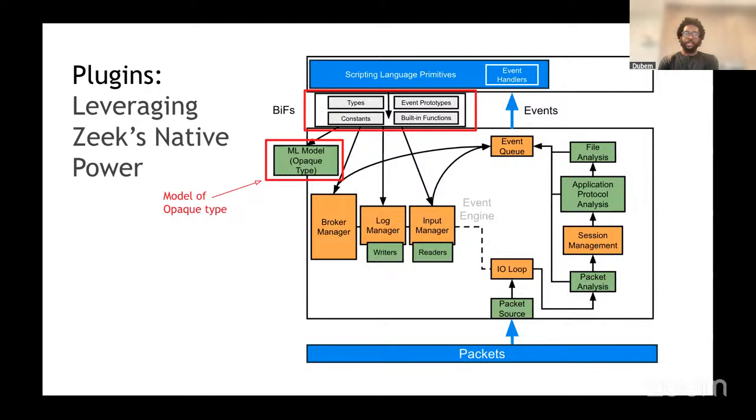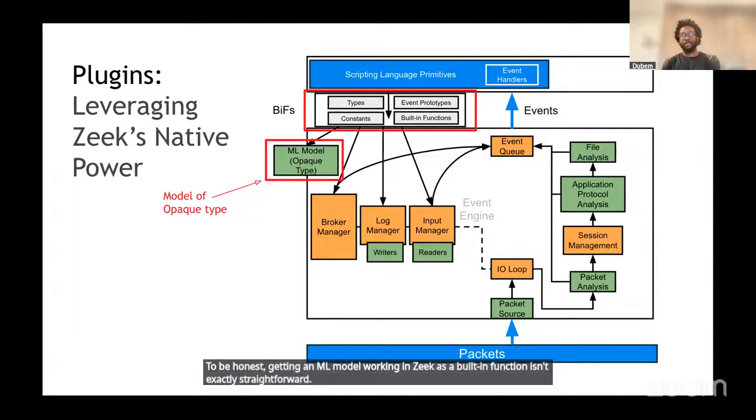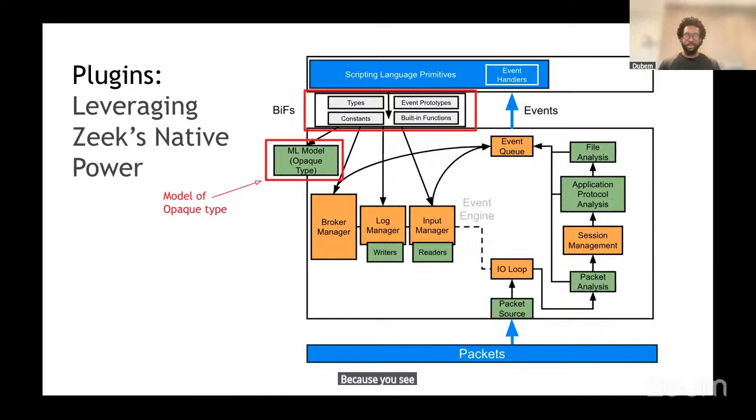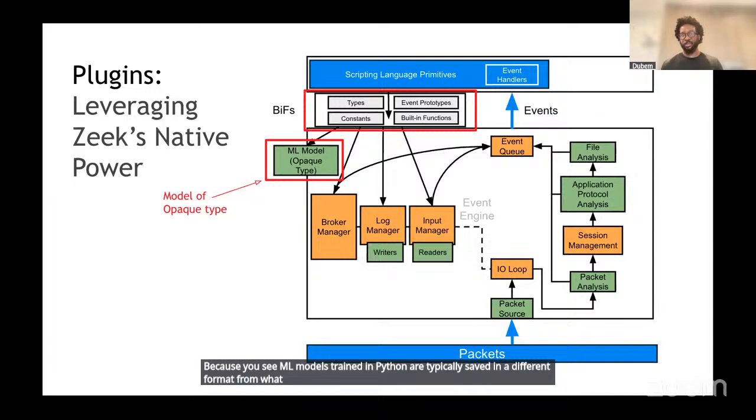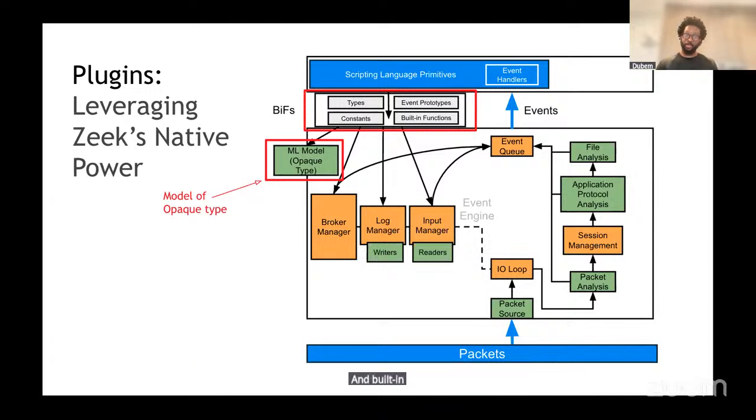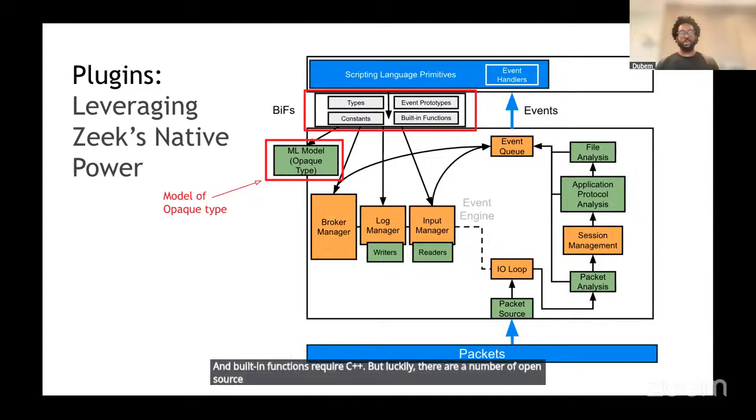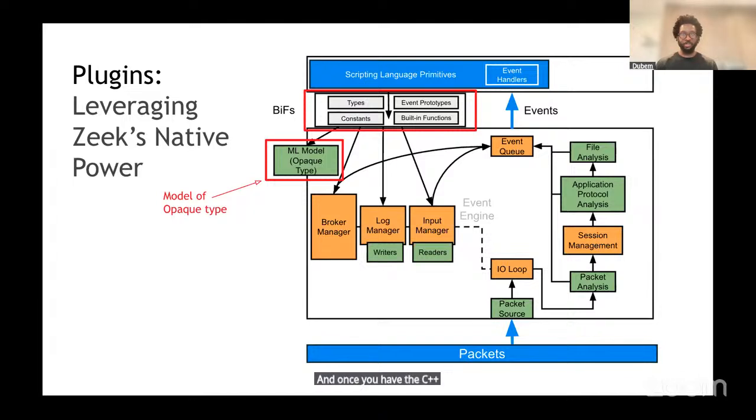To be honest, getting an ML model working in Zeek as a built-in function isn't exactly straightforward because ML models trained in Python are typically saved in a different format from what Zeek is familiar with, right? And built-in functions require C++. But luckily, there are a number of open source tools to transpile or convert Python model objects to C++ code. And once you have the C++ code implementation of the model, you need to initialize it as an opaque Zeek type.